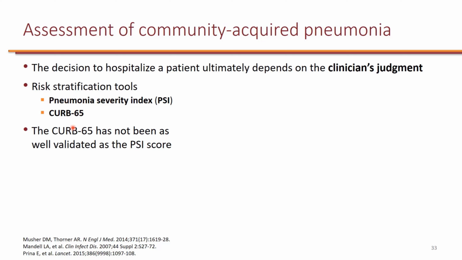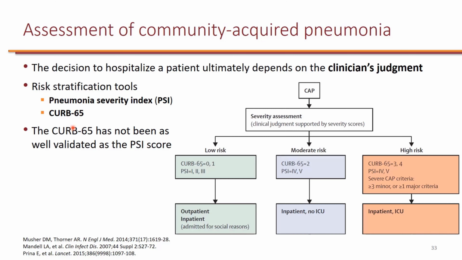The CURB-65 has not been as well validated as the PSI score, but because CURB-65 is more simple, it's more practical to use at bedside. So when a patient with CAP is presented, the severity of illness is assessed, and then the patients can, generally speaking, be in 3 different groups. So there could be the low risk group, moderate risk group, and high risk group.